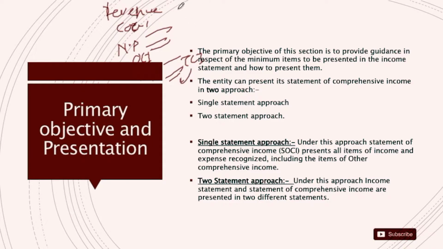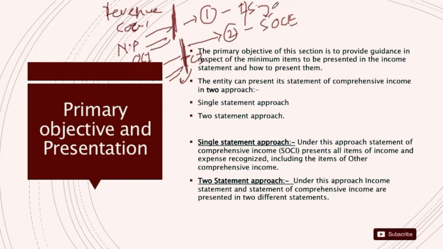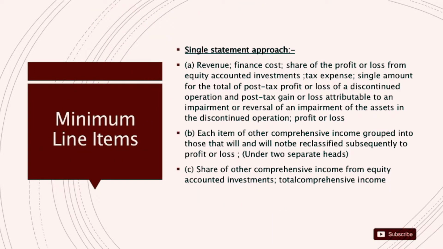total comprehensive income here. But in the two-statement approach, this is prepared under one statement, that's called the income statement. And the OCI is prepared under a second statement called the statement of comprehensive income. And the net profit is taken as a base. So you can either present all of this in one statement under the single statement approach, or under two statements. Till net profit, one statement, and take net profit as an opening balance and add the OCI items. You can search on Google to understand how the illustrative would look like.